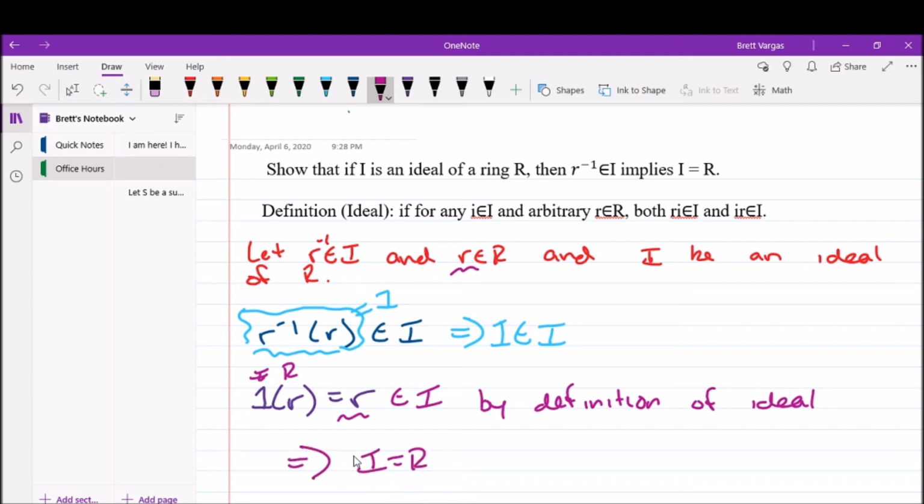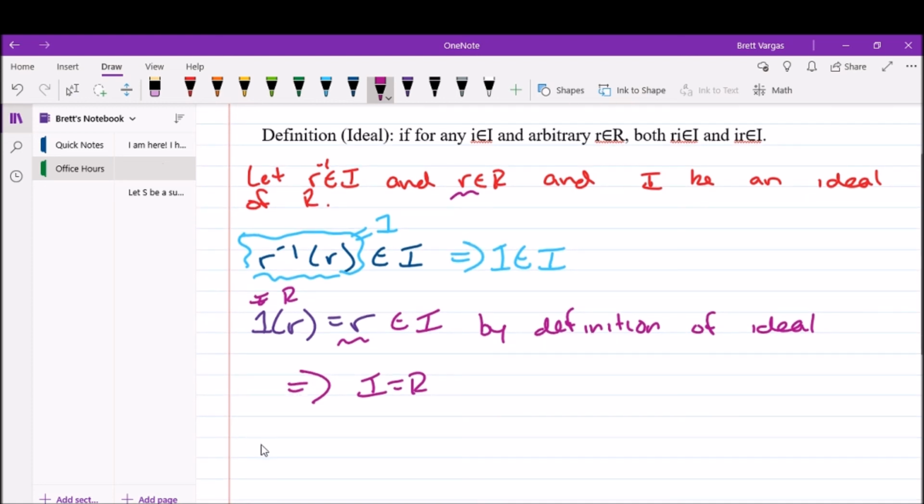The reason you can say that this statement is true is because if you choose any little r in big R, it has to also be in I. And since I is by definition a subset of R, the only way the subset can be the same size, or have the same number of elements, is if they're equal. So you can actually say something like that.